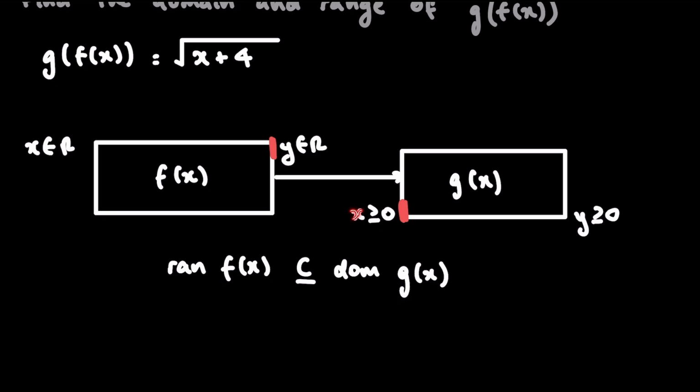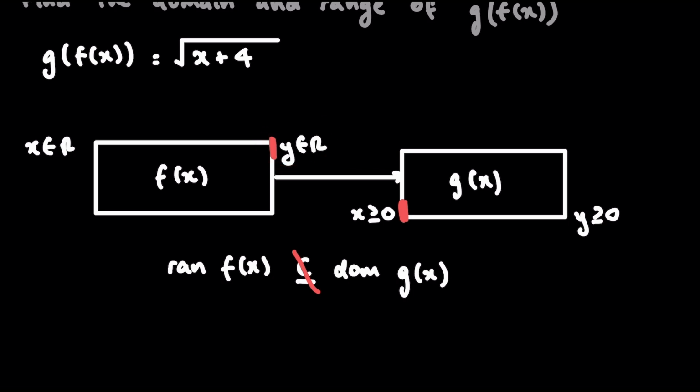Well, no, because the only values that are allowed to enter this machine are any values more than 0. So in this case, I would say that the range of f of x is not a subset of the domain of g. So what does that mean for the domain then? Well, in order to work out what the domain is, we need to restrict the range of f of x.